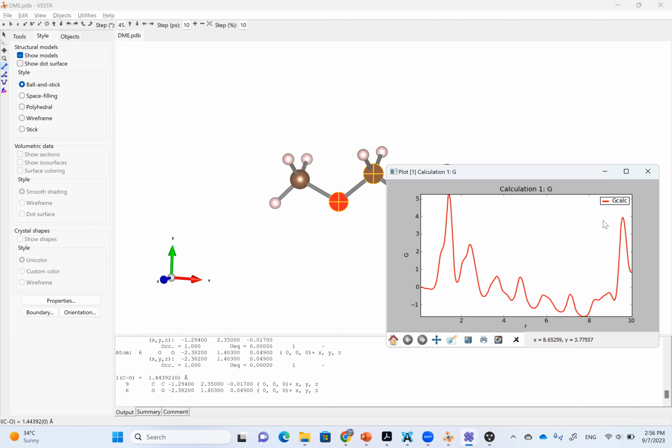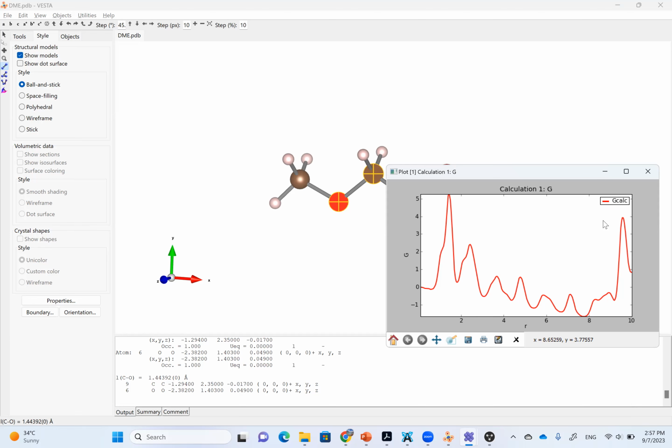Remember, the second step in our overall calculation is dummy structure making, right? We need to make a dummy structure to fit into the PDFGUI. So it's doubling the unit cell itself in this calculation. Exactly. That is what's going on here.